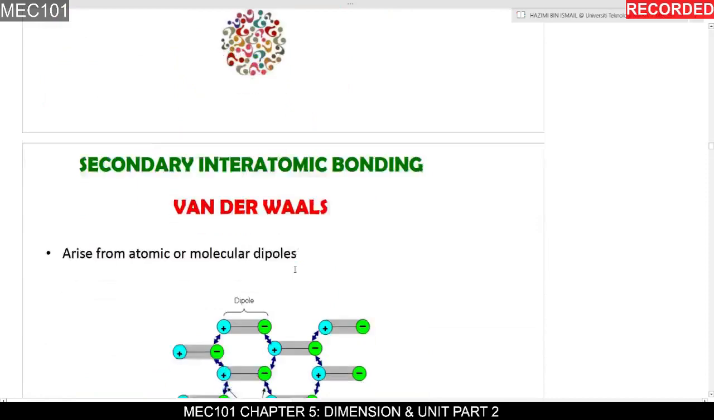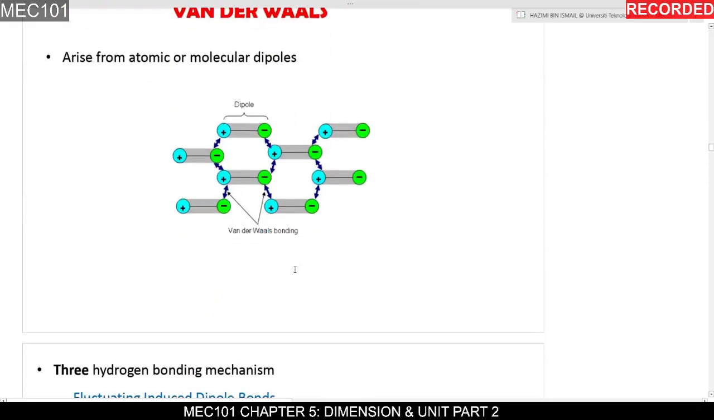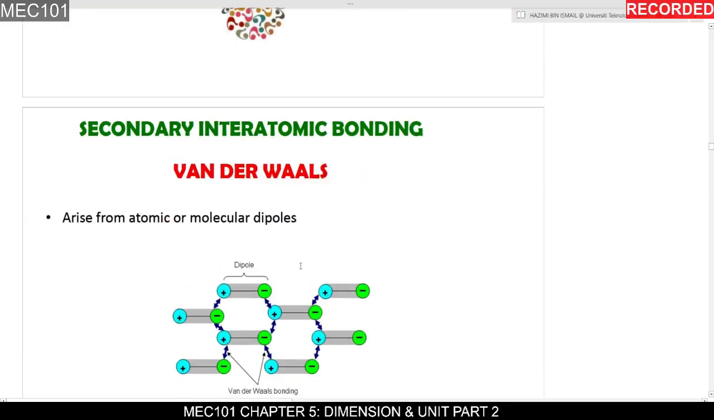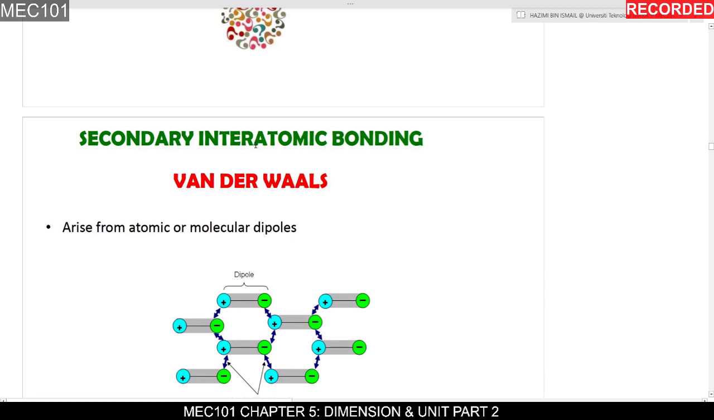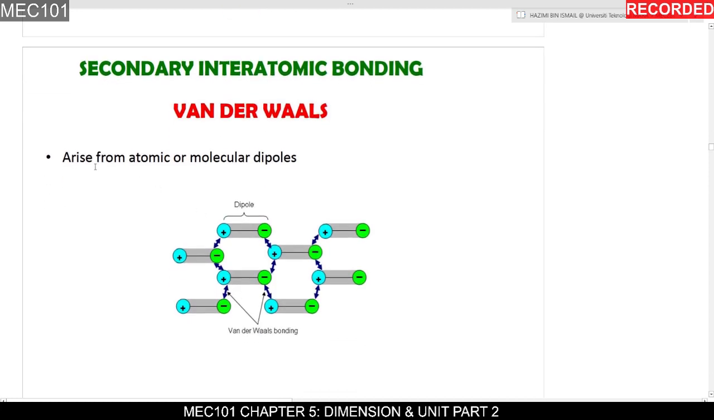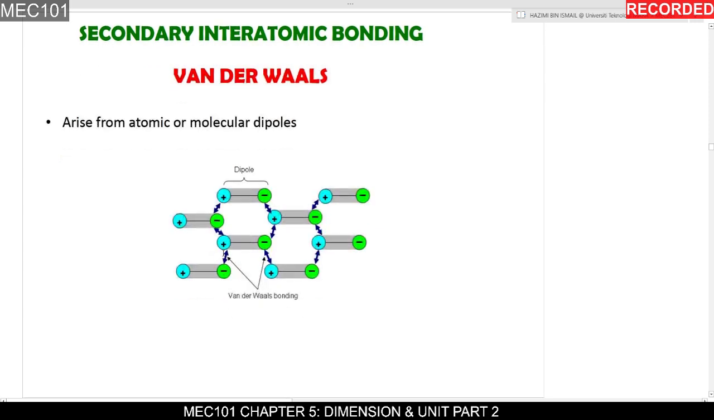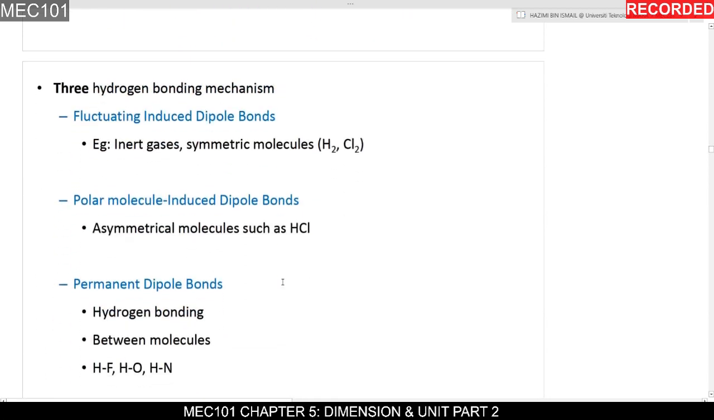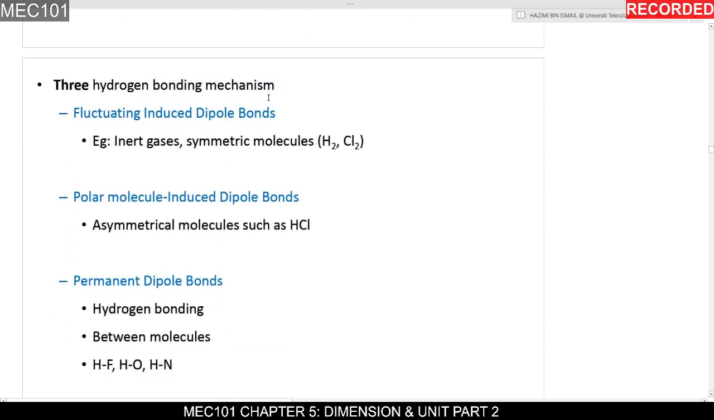So let's go to the summary. Oh, before that, I forgot. We have the secondary interatomic bonding, what we call the van der Waals. Van der Waals arises from atomic or molecular dipoles. Dipoles mean different charges here. So between the positive and negative charge, we have the van der Waals bonding. But van der Waals is very weak. It is found in inert gases and symmetrical molecules.